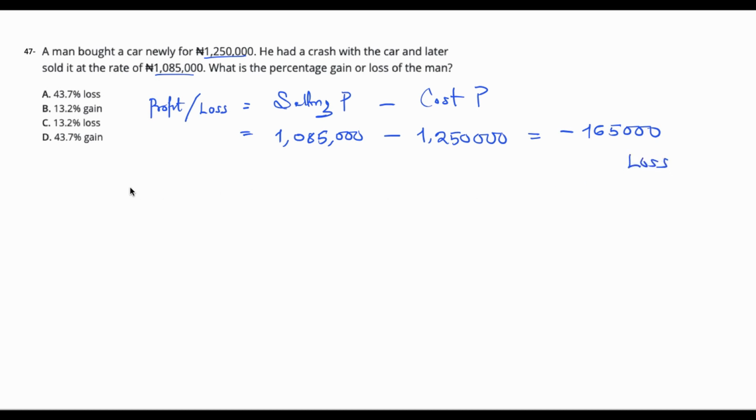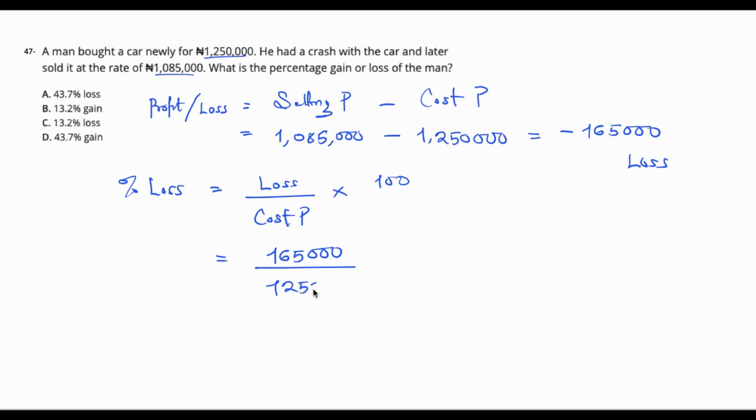Now to calculate the percentage loss, the percentage loss is equal to the loss over the cost price multiplied by 100. Now the loss is 165,000 and the cost price is 1,250,000, multiplied by 100. So if you evaluate this with your calculator, you have 13.2% loss. And the answer here is C.